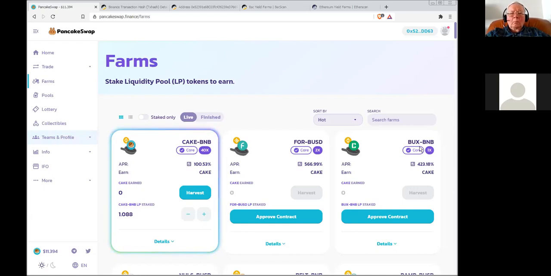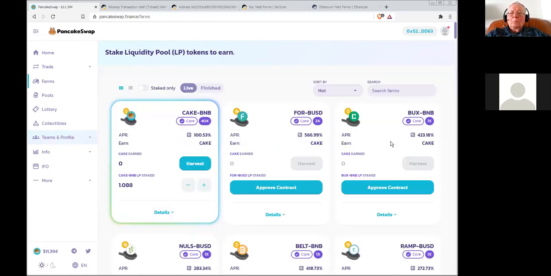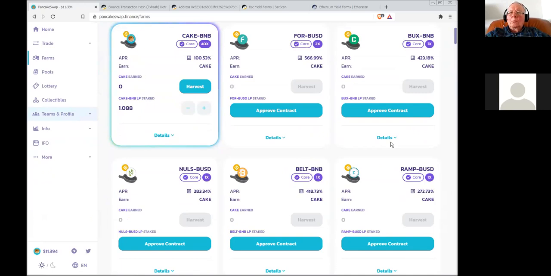But for the ones that pair Bucks and BNB, I don't know what Bucks is, so it might be good or bad. I would investigate the Bucks before I did anything there. Yeah, maybe I should have broken down my question a little more, and I see where you're going with your answer there.